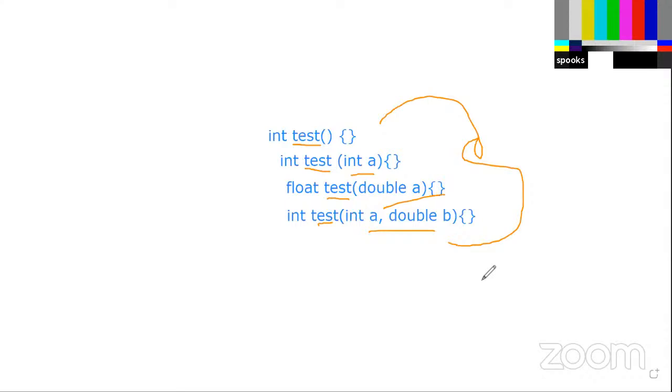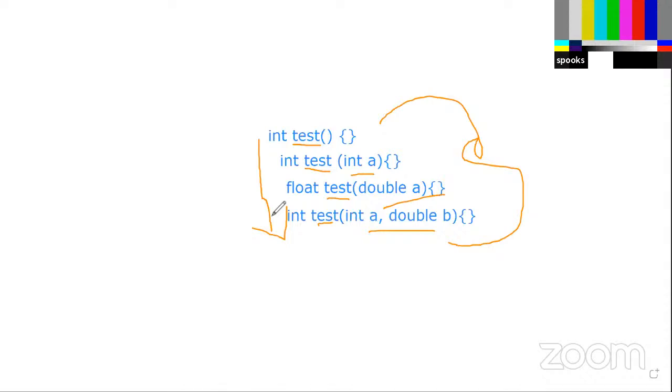But I want you to notice something. I want you to notice that all these four functions, their return types are not the same. So overloaded functions may or may not have different return types, but they must have different arguments. Let me repeat that. Overloaded functions may or may not have different return types, but they must have different arguments.